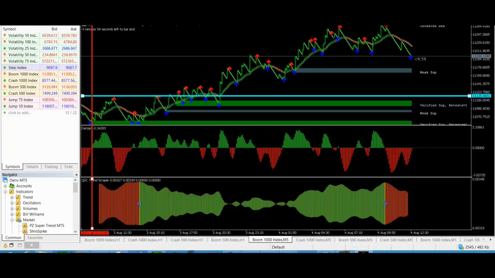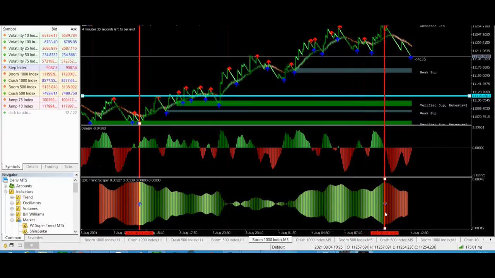Okay, so right now with this custom made indicator which I'm using, which is the QDC scraper indicator, I've been able to identify the beginning of the trend. You can see right here the trend started from here and it's been going up since then. Okay, then it ended right here. The uptrend ended right here and it is now going down at the moment. So with this you will be able to identify the beginning of the trend and the end of the trend.